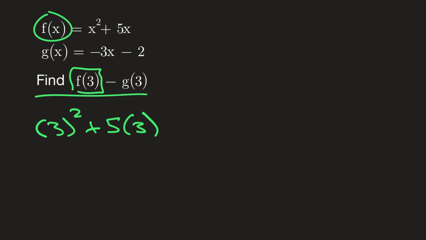Told us to go to the f function, put a 3 in wherever we see an x. We just did that. Guys, what's 3 squared? And what's 5 times 3? And what's 9 plus 15? 24. So if we put a 3 into the f function, 24 comes out. Okay? Everybody good with that? Okay, just like we did the other day.